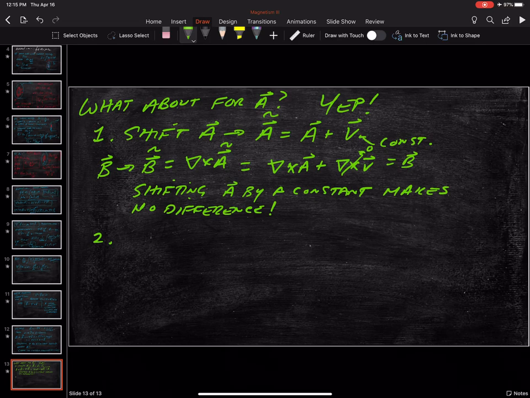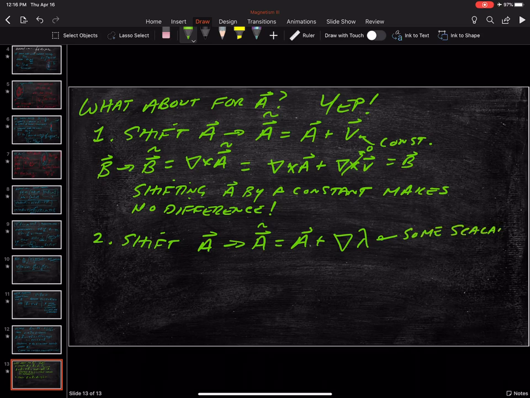So shifting A by a constant doesn't make any difference, in the same way that shifting the electric potential by a constant also makes no difference. Okay, but can we do anything else? Well, yeah. Suppose we shift A goes to this A twiddle, which is my old A, plus something else, plus the gradient of some scalar. Okay, so lambda here is just some scalar function. And what is that function? Well, whatever I want it to be. All that I know is it's just some scalar function, and I'm adding to A the gradient of some scalar.